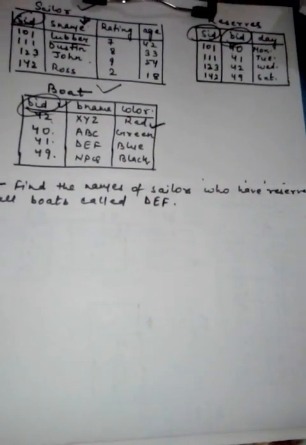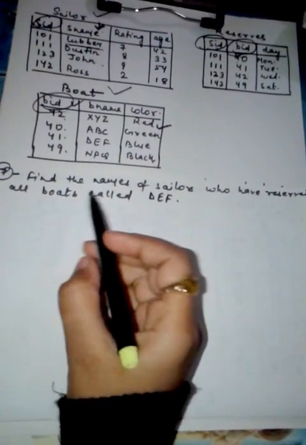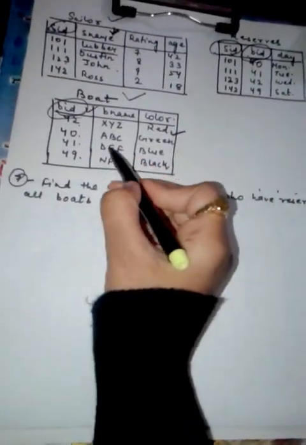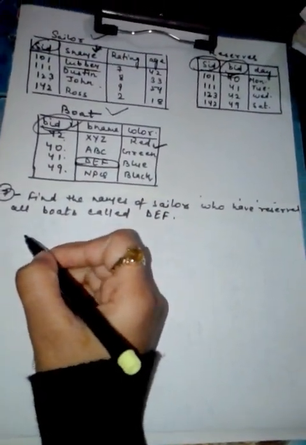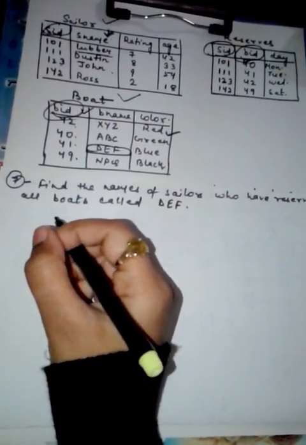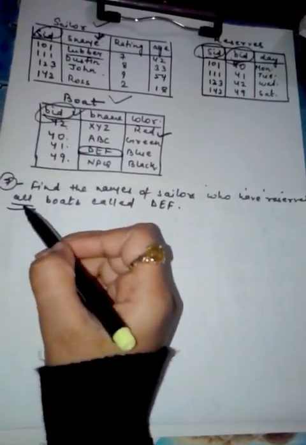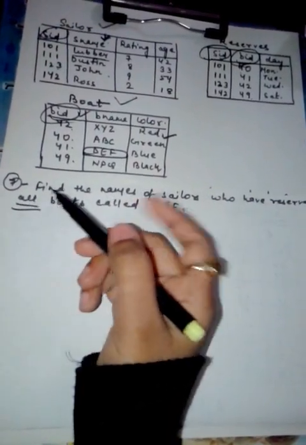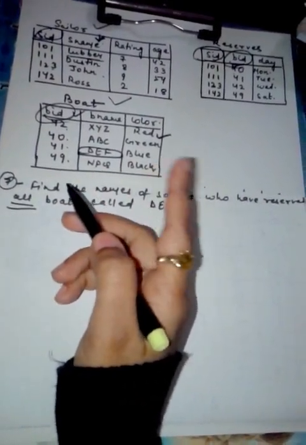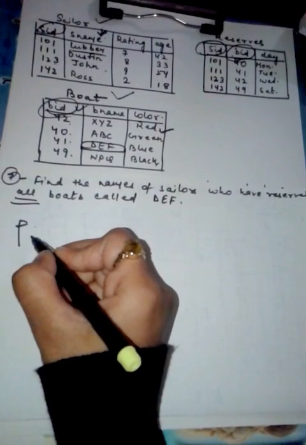So our next example is this query: find the names of sellers who have reserved all boats called DEF. Here we again use a rename operation, then we use the division operation, because here also there is "for all". Then finally we use the natural join operation to link all three tables, because all three tables are required for solving this query. So we will write the rename operation.